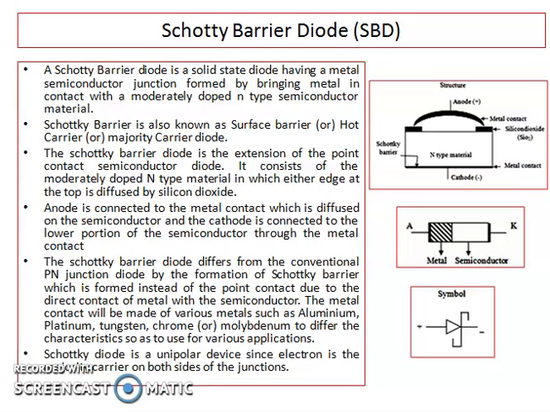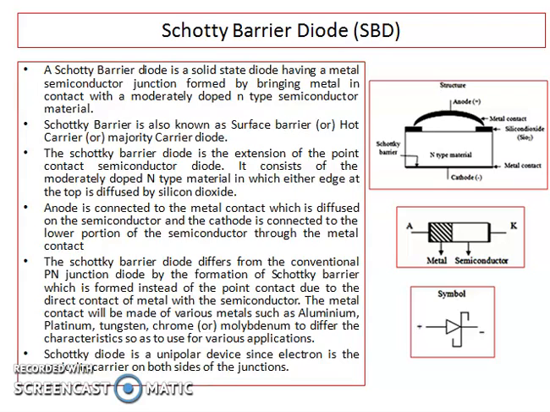Schottky barrier diodes are also known as surface barrier, hot carrier, or majority carrier diodes. The Schottky barrier diode is the extension of the point contact semiconductor diode. It consists of a moderately doped N-type material in which either edge at the top is diffused with silicon dioxide. The anode is connected to the metal contact. The cathode is connected to the lower portion of the semiconductor through a metal contact, as shown in the construction diagram.